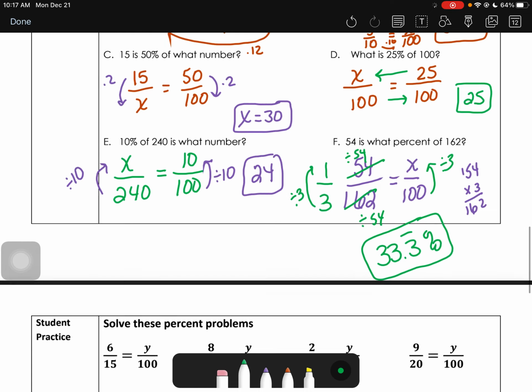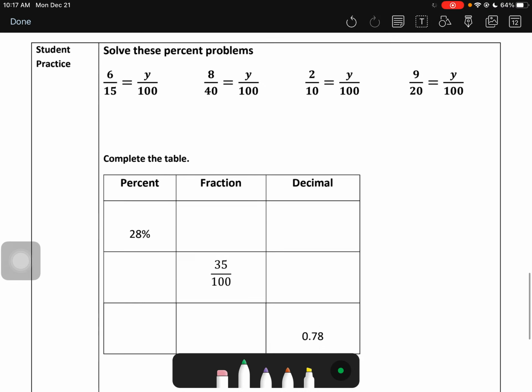Now it is your turn to try these examples.